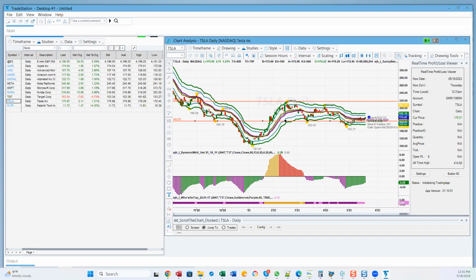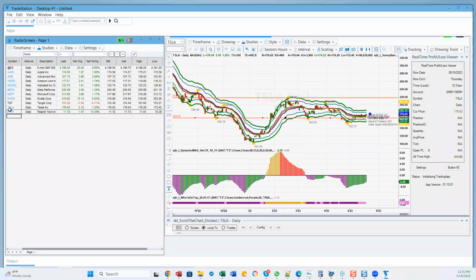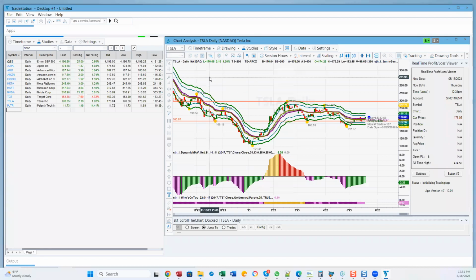CL meaning crude light? /CL is somebody else's symbol. It's not a TradeStation symbol. So do you mean crude light? Yes, okay, so let's look at that. We just looked at that for a minute, but we'll look at it again.